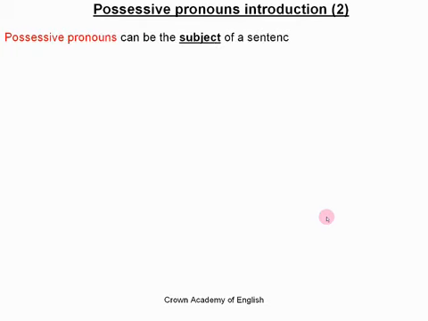Possessive pronouns, they can be the subject of a sentence. For example, I don't like your pen, mine is better. So mine is the subject of the sentence because it means my pen is better. It is the subject.